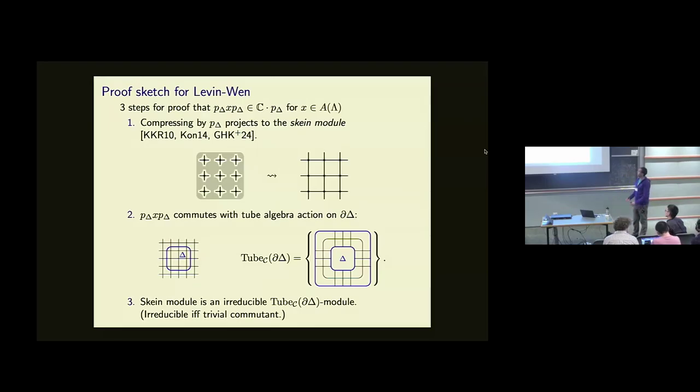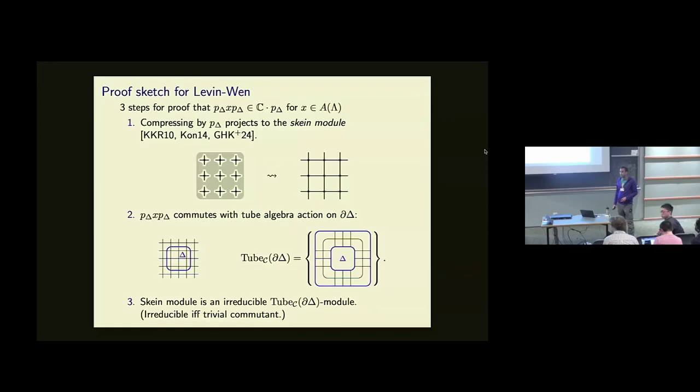And so now if lambda is completely surrounded by delta, if I compress x by P delta, it's going to commute with this tube algebra action that acts on the boundary of delta, right? Because lambda is smaller than delta, and so you've hooked everything up, and so the tube algebra can just act there. And then finally, the skein module is just an irreducible tube module, and you're irreducible if and only if you have trivial commutant, meaning you're just the scalars. So you had to just be a scalar because you commute with the tube action. So it's really a quite conceptual proof of this, and quite quick.